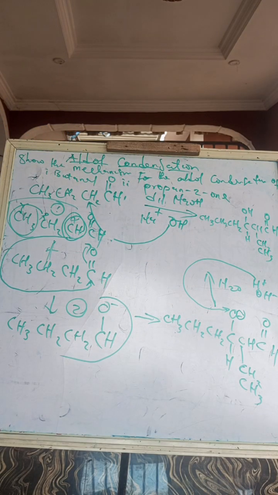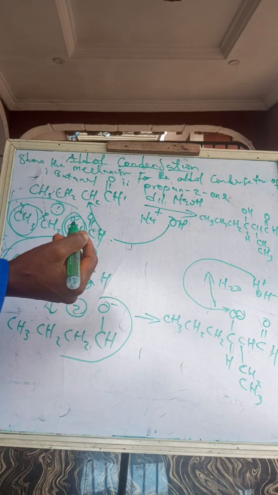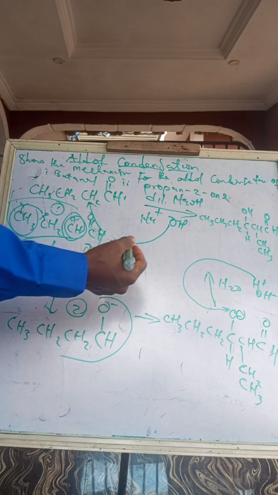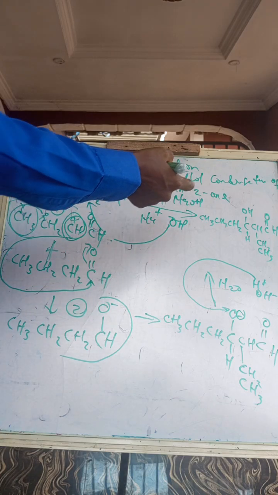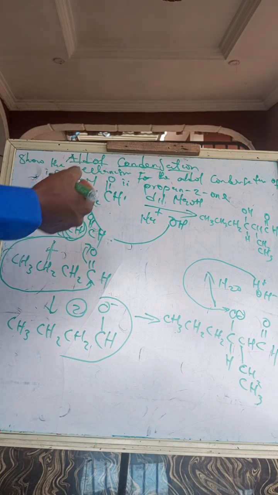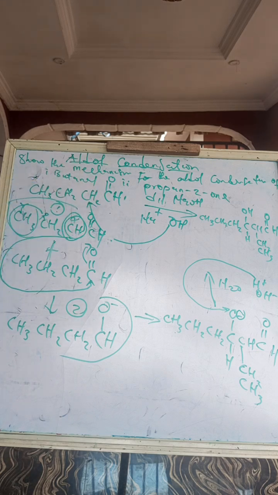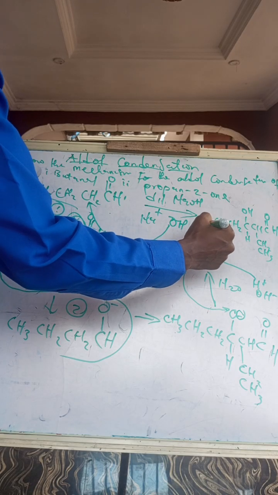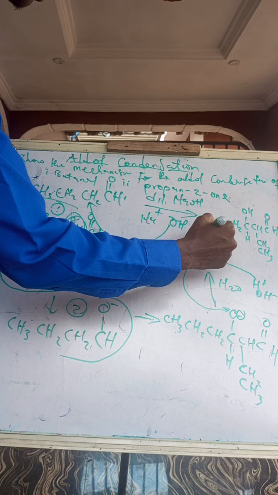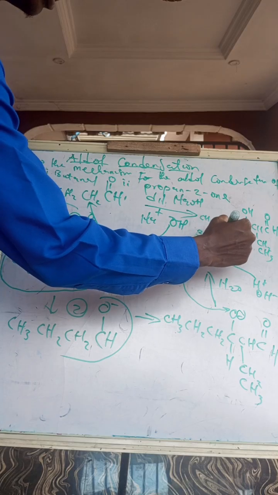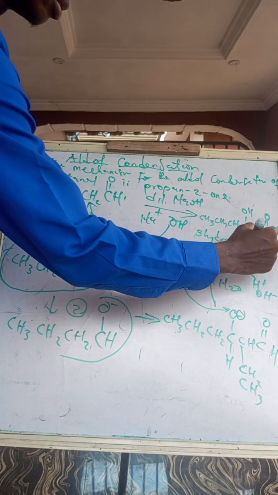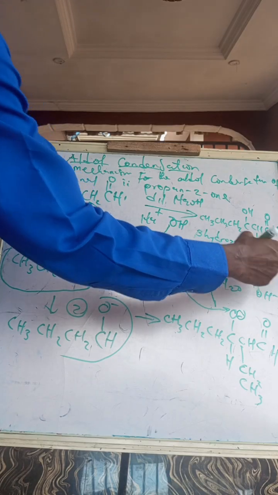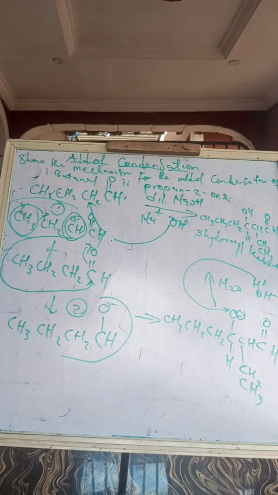So you can see this is our product. Now let's try and name our product. You can see we've successfully gotten our product. This is our beta hydroxy ketone. So we've gotten our beta hydroxy ketone.